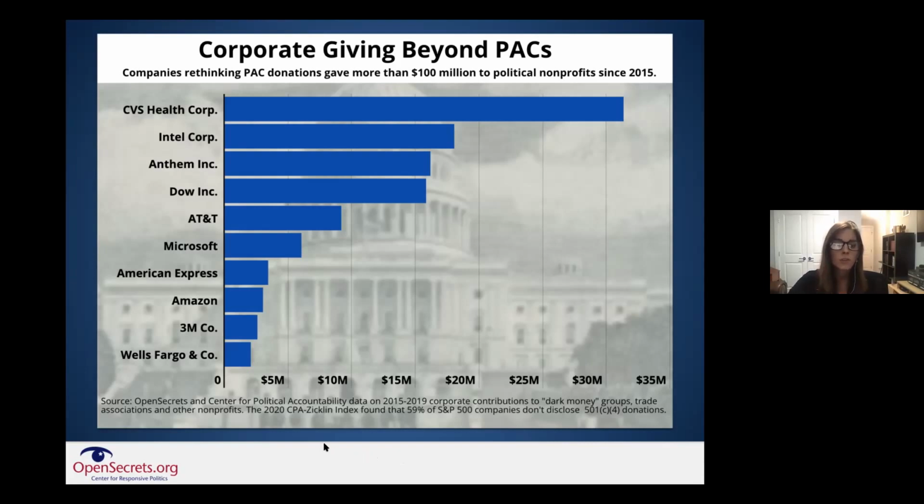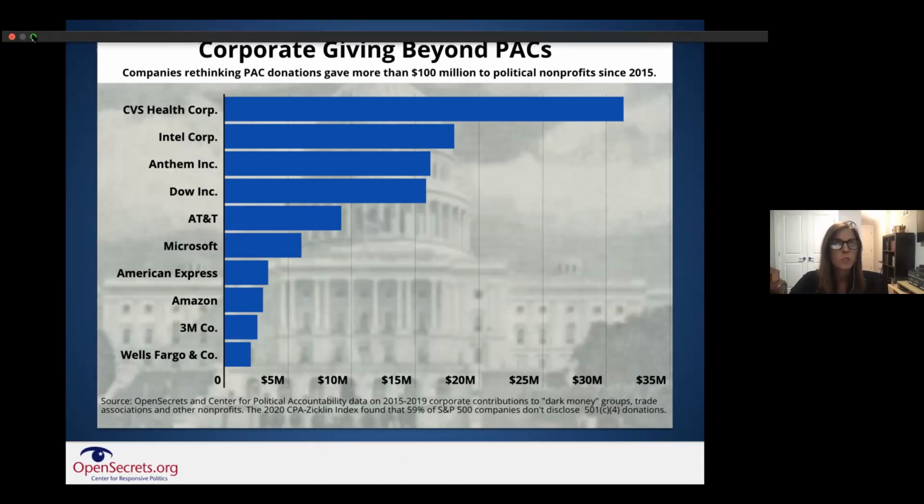And just to give the background of this data, it was something we analyzed, but from the Center for Political Accountability, which is another really great nonprofit that tracks voluntary corporate disclosures of giving to political groups as well as nonprofits and trade groups.